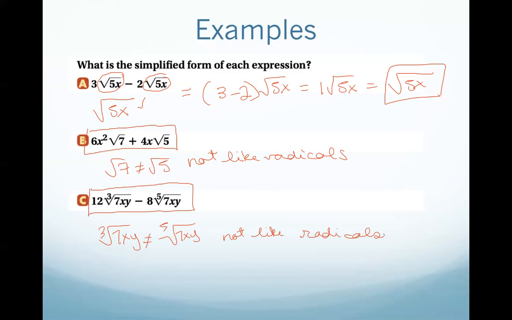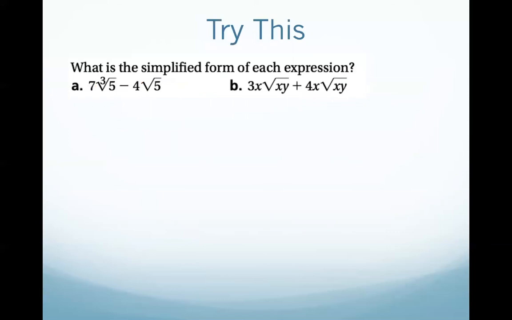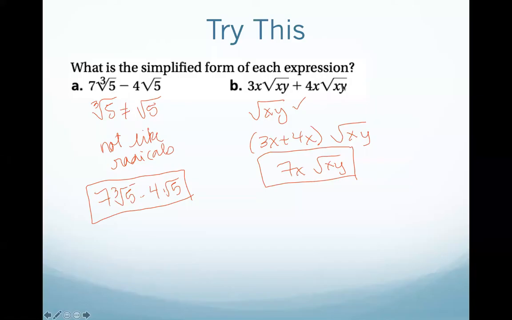Okay, I have a few for you to try here. Go ahead and try these and I will show you the answer. In part A, we do not have like radicals, so our simplified form is just the question itself, the same presentation: 7 times the cube root of 5 minus 4 times the square root of 5. In part B, we do have like radicals, so we can add their coefficients. 3x plus 4x is 7x times the radical, which is the square root of xy. Go ahead and pause it if you want more time to look at this.